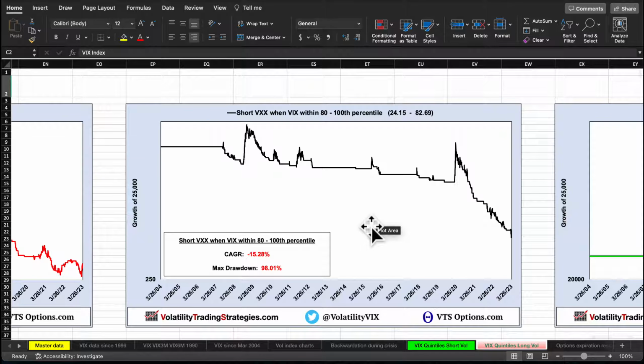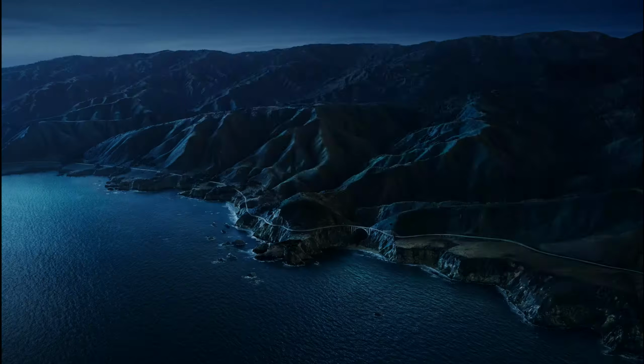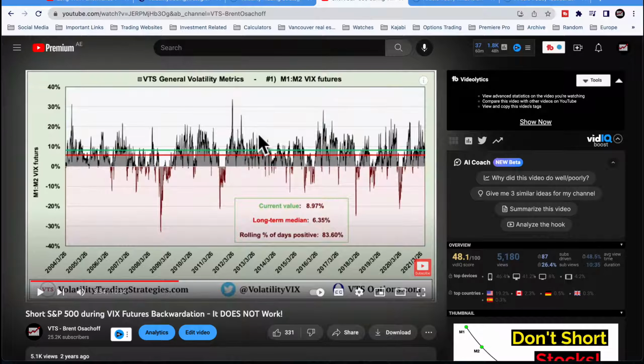This one is interesting. Now, obviously it's not good. 98% drawdown. This is terrible. But is there anything we can do with the fact that it did catch those spikes? Of course, you gave it all back afterwards, but it did catch those spikes. So I've actually done a previous video here. It's not quite the same thing. This one is short S&P 500 during VIX futures backwardation and why it doesn't work. So remember, VIX futures are in backwardation about 16% of the time. So what is happening when you get those peaks? Let me just go right to this one segment.